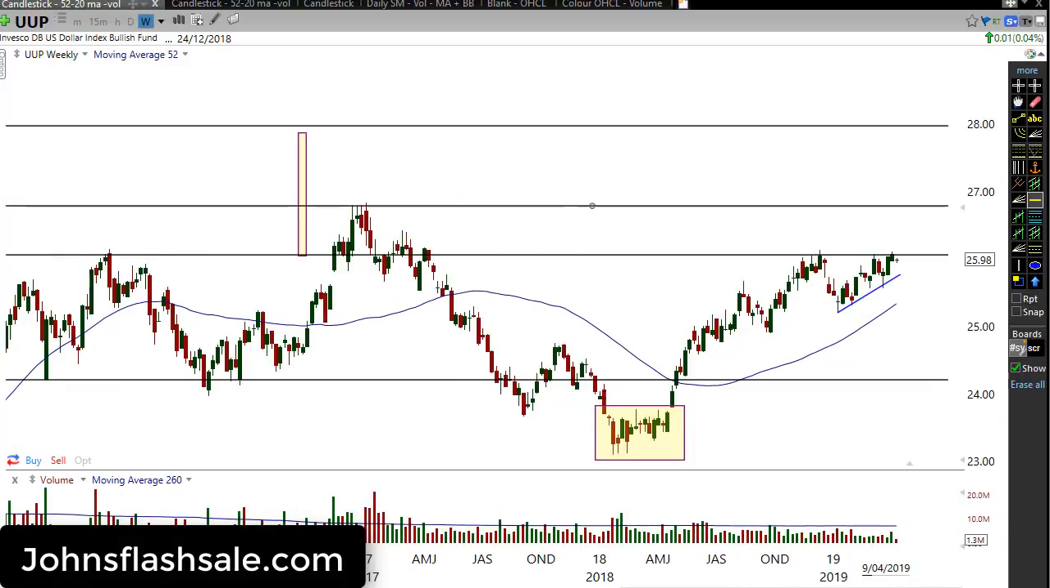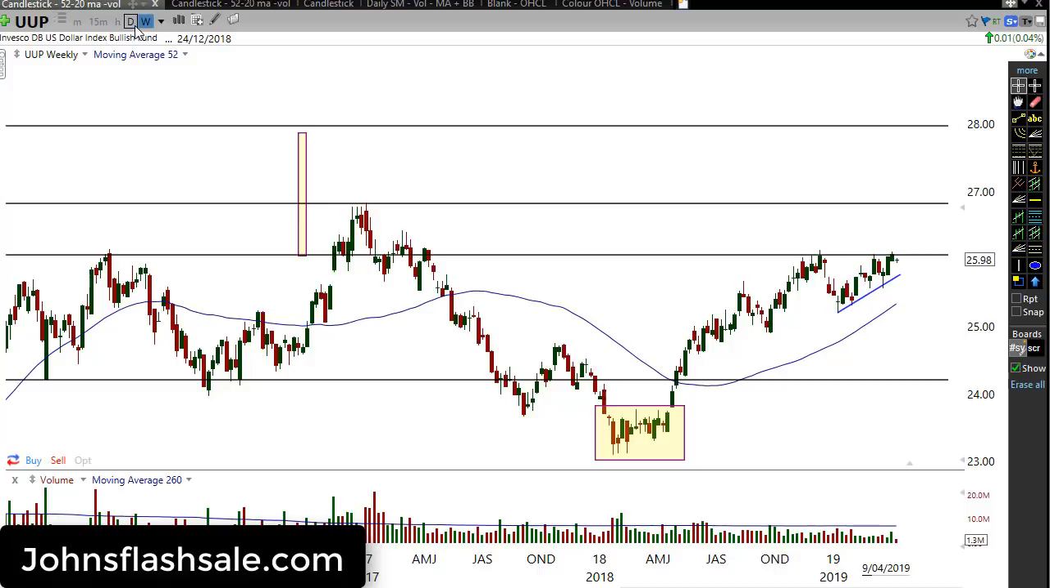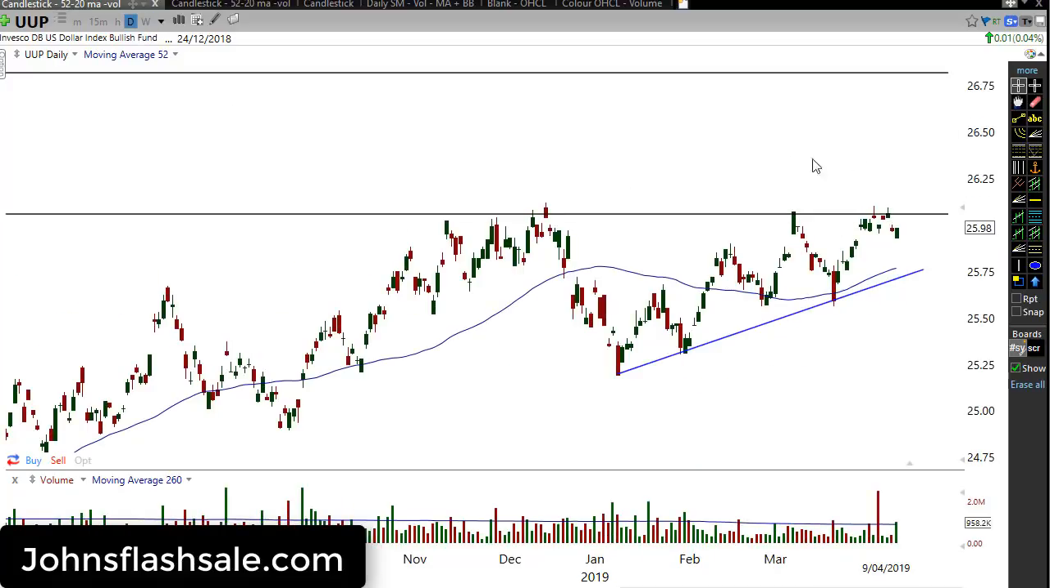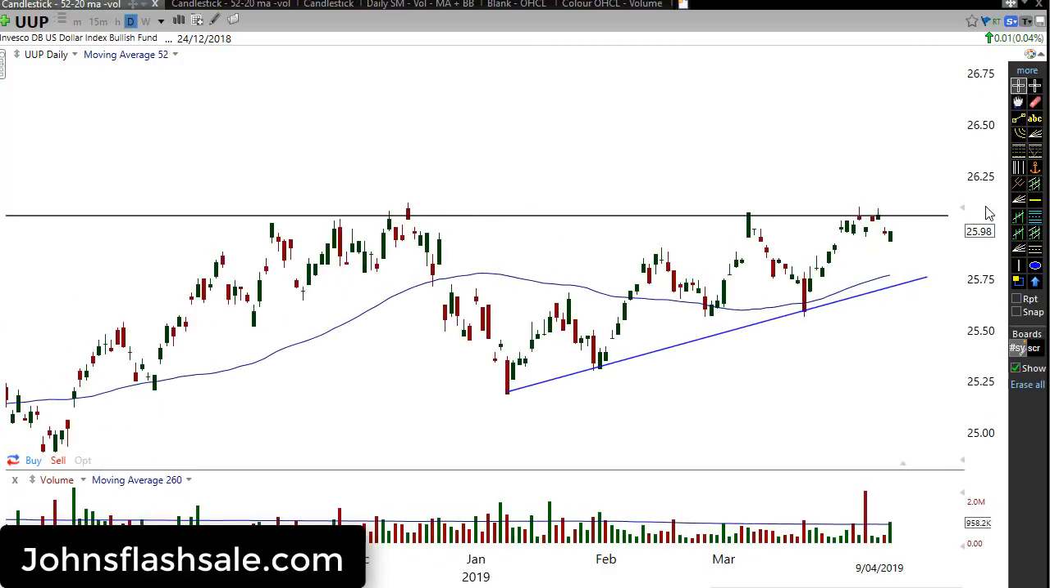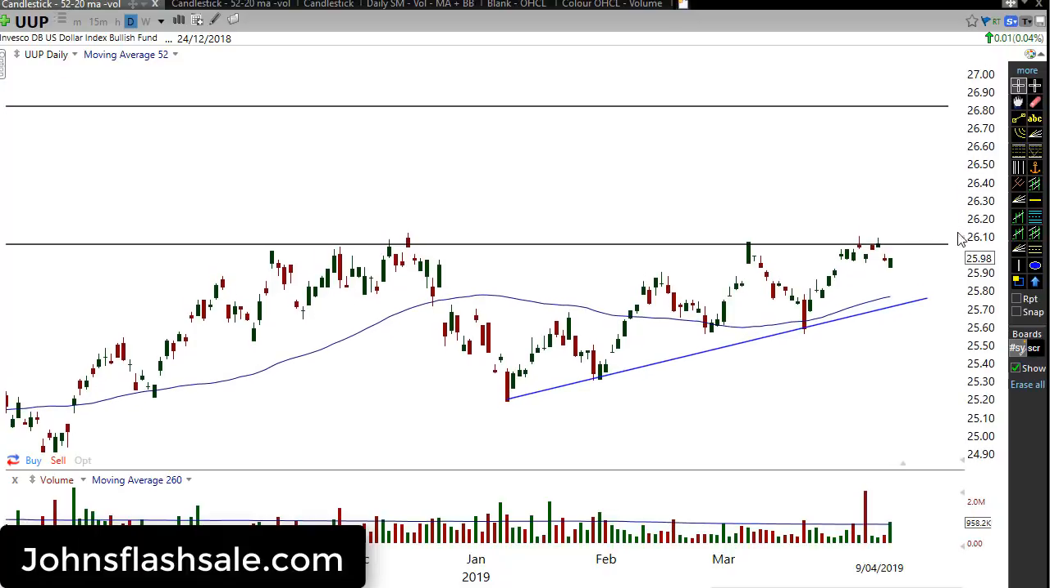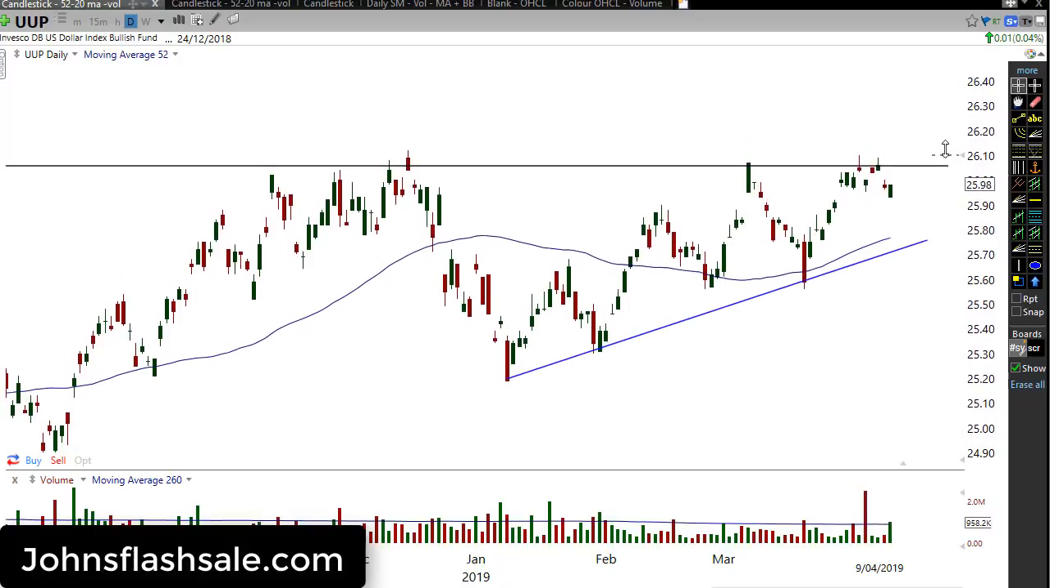A short-term target would be up here. Where is that level there? There, right? So the short-term target, if we break past 2610, then I would say 2680, 2690 on the UUP, the US dollar, is likely to start to form from there. And notice what's happening with the moving average as well, the momentum here.